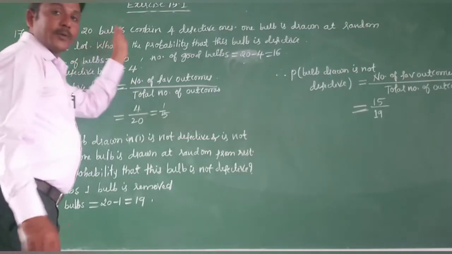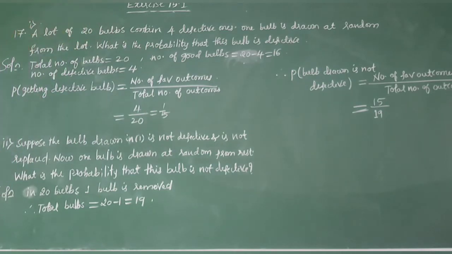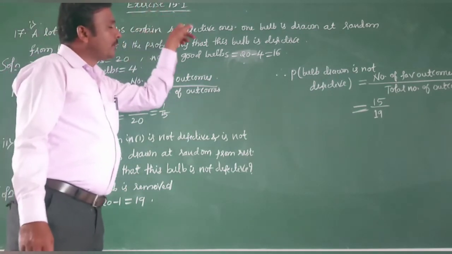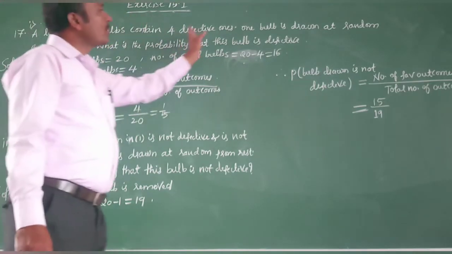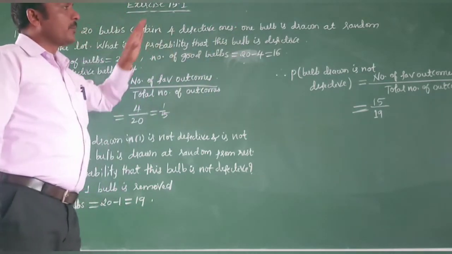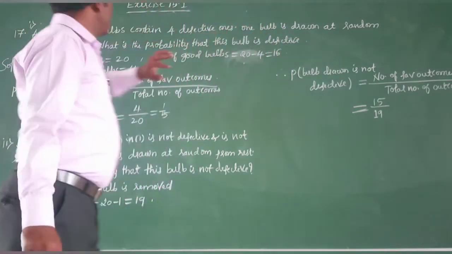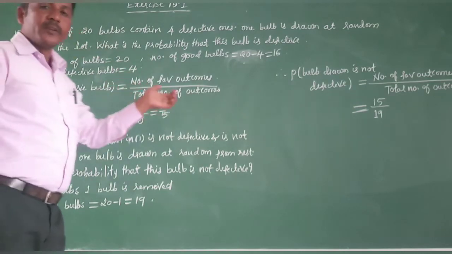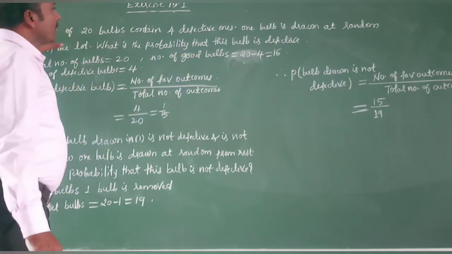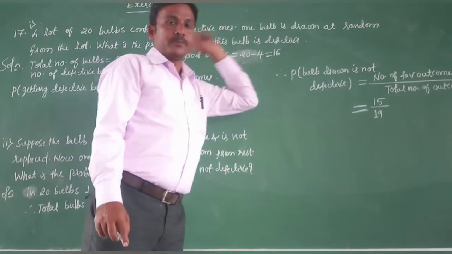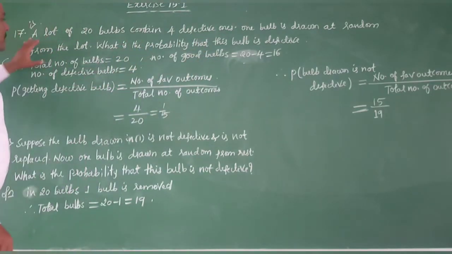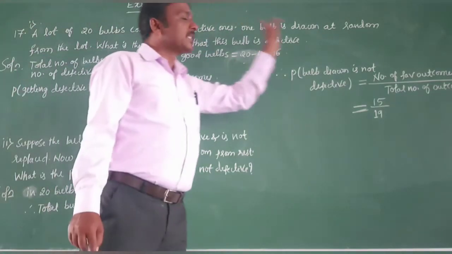Now we'll discuss 17th question from exercise 15.1. In that first one, a lot of 20 bulbs contain 4 defective ones. A lot contains 20 bulbs, out of which 4 are defective, means not working properly. One bulb is drawn at random from the lot. One bulb is taken. Okay. What is the probability that this bulb is defective? Means it is not working. Question is, what is the probability that this bulb is defective?